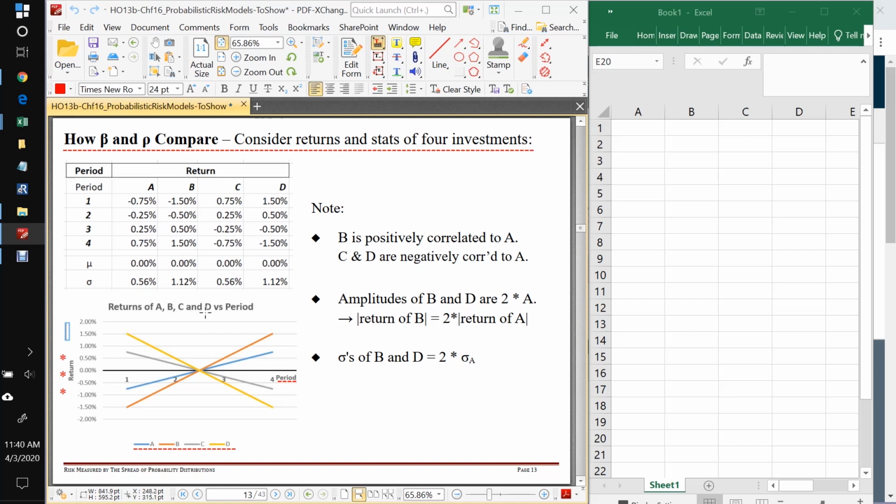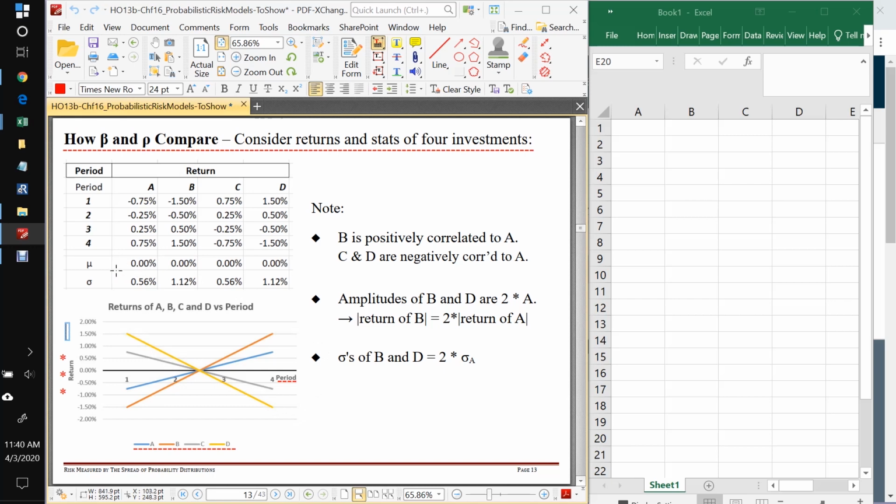And then we see asset C is literally exactly opposite A. When A is down by 0.75%, C is up by 0.75%. So you see that up here, and etc. And then D is just like C, but again with twice the amplitude.